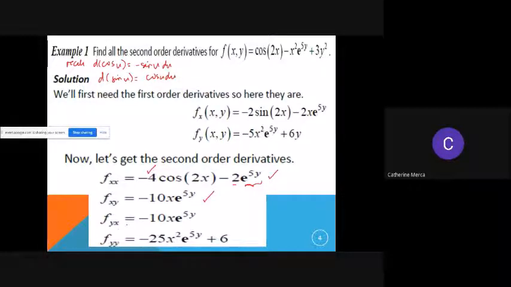Then what is f_yx? That is the derivative this time. Okay? f_y is the derivative with respect to y, then we take it with respect to x. So with respect to x, the e to the 5y will be constant. So negative 5 times 2 will give you 10, and since we have a negative, negative 10x. The other term is constant with respect to x, so it is 0. So here.